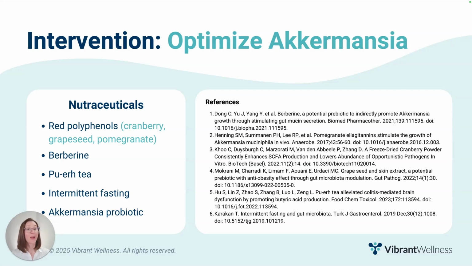Number 3, pu'er tea. This is the same tea that we make green, white, and black tea from. However, pu'er tea has been fermented. Number 4, intermittent fasting has also been shown to support the growth of Akkermansia. And number 5, you can now re-inoculate by taking an Akkermansia probiotic.